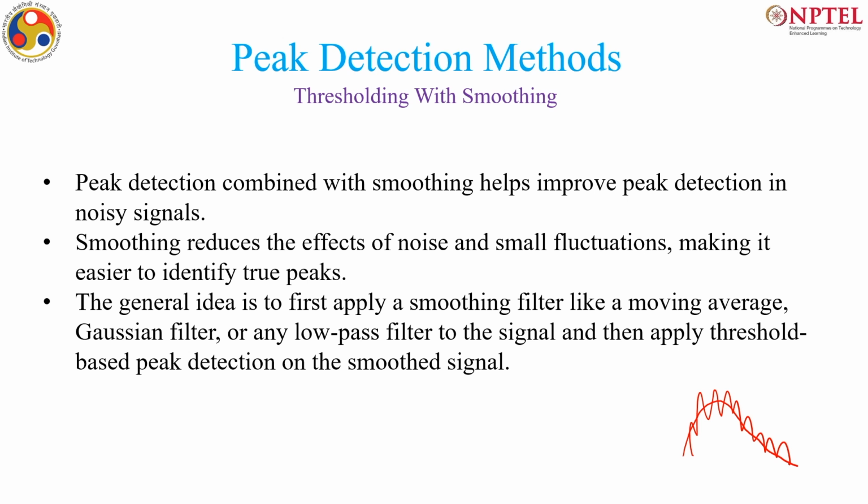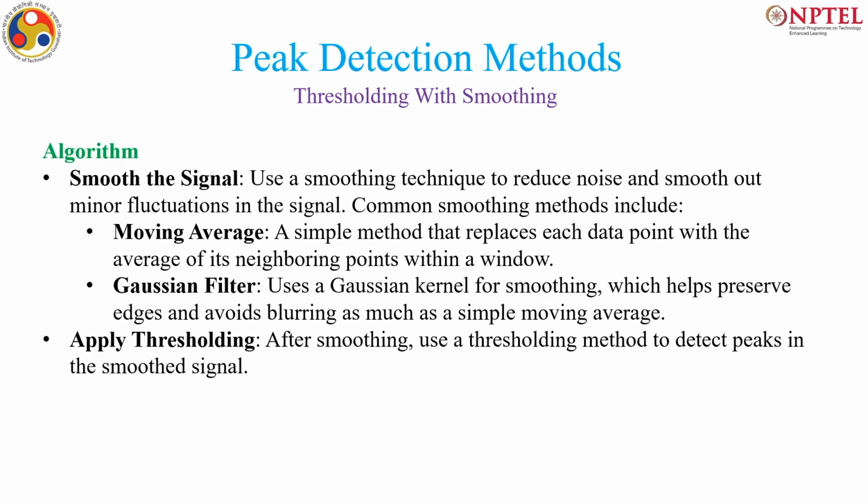So the general idea is to apply a smoothing filter like a moving average filter or a Gaussian filter, or any low pass filter you can apply, and then use the threshold based detection method. So this is the algorithm. You first smooth the signal using one of the filters as discussed, and then you apply the threshold.